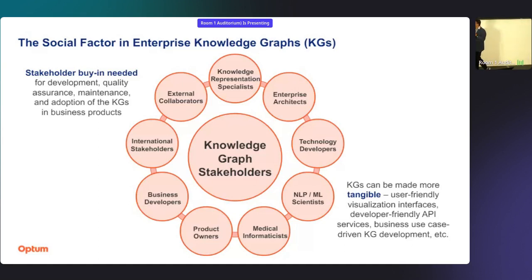in healthcare and life sciences, is the social factor, where you need to convince a lot of different stakeholders for buy-in, for development of quality assurance, maintenance, and adoption of knowledge graphs in business products. I think as a community we need to make knowledge graphs more tangible, and we need to invest in user interface development, user experience research, things like that, to make knowledge graphs more tangible for other stakeholders.